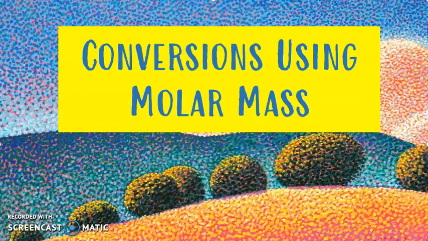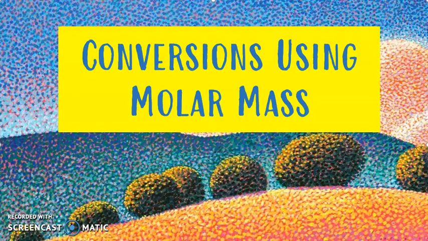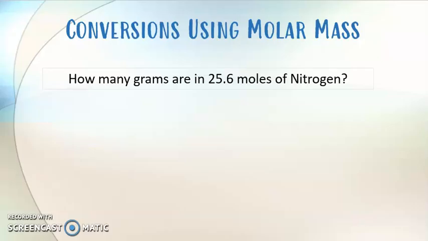So now that we have this great conversion factor between grams and moles, it's important that we start to use it in some actual conversions. So let's look at a couple examples. Okay, so how about this simple problem? How many grams are in 25.6 moles of nitrogen?